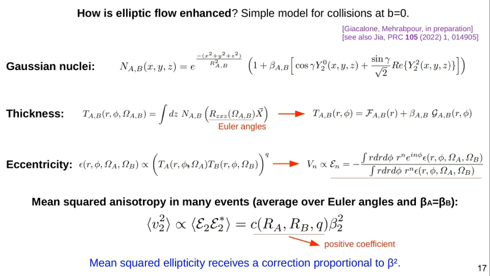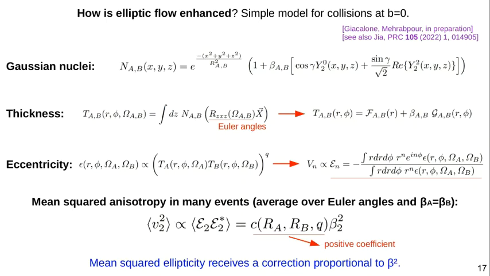And then if you take 2 such nuclei and define an energy density in some ansatz, which is similar to what is done in the phenomenology, then you can define the eccentricity, for instance, which would be the seed of the final state anisotropy, and average over Euler angles to get the mean squared anisotropy that you expect in the final state.